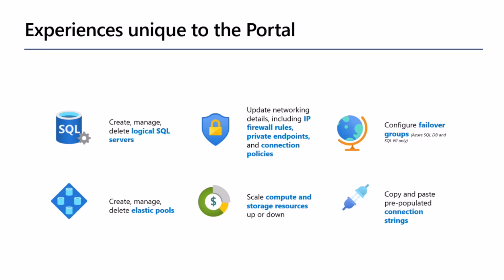Creating and managing elastic pools, updating your networking, firewall rules, and connection policies, scaling your compute resources up or down, also controlling your cost, configuring failover groups, and copying and pasting a specific resource's connection string with your information pre-populated, which can be very handy and potentially means you don't need to go to connectionstrings.com. I don't know, maybe.